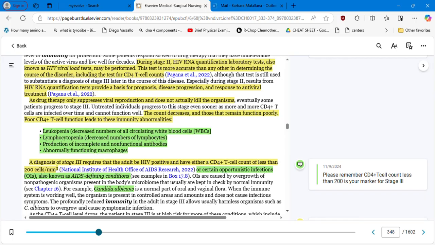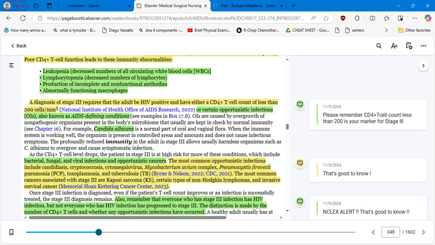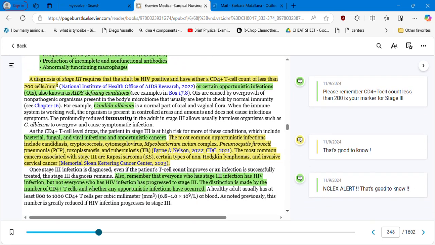Okay. So some opportunistic infections are, for example, Candida albicans, which is a normal part of oral and vaginal flora. When the immune system is working well, the organism is present in controlled areas and amounts and does not cause infection symptoms.